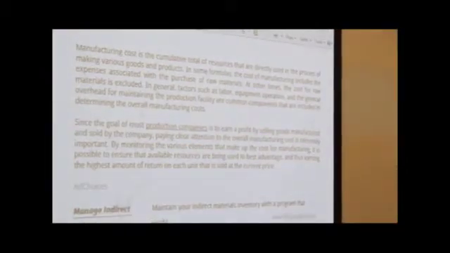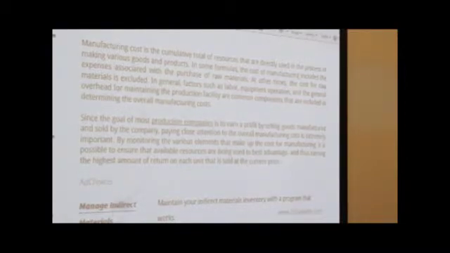We're back. Manufacturing costs is the cumulative total of resources that are directly used in the process of making various goods and products. In some formulas, the cost of manufacturing includes the expenses associated with the purchase of raw materials. At other times, the cost for raw materials is excluded. In general, factors such as labor, equipment operation, and the general overhead for maintaining the production facility are common components that are included in determining the overall manufacturing cost.